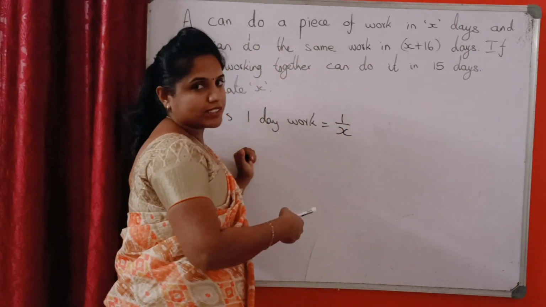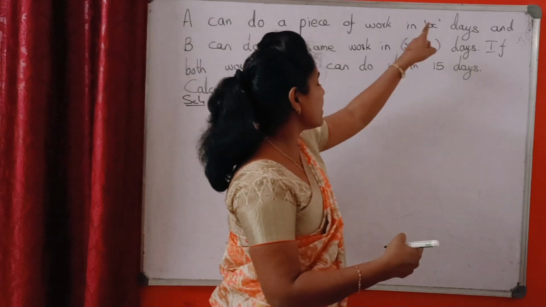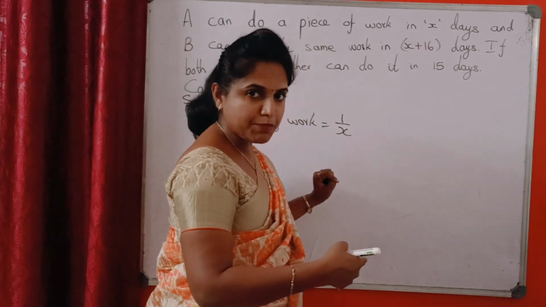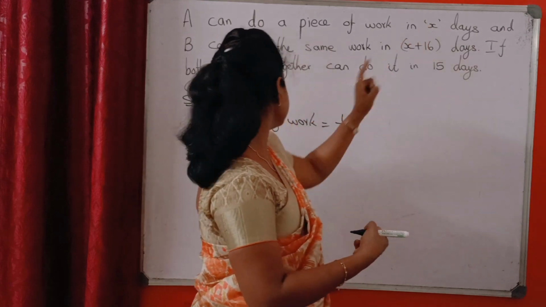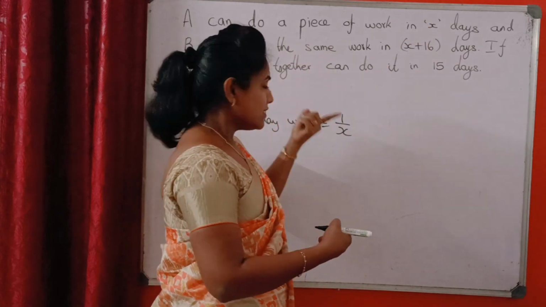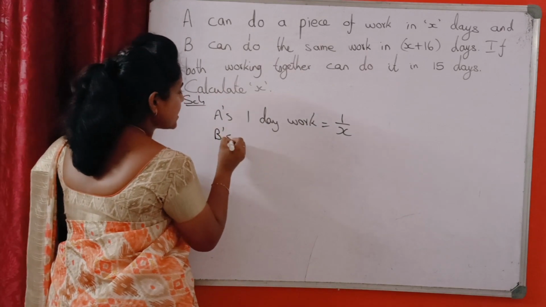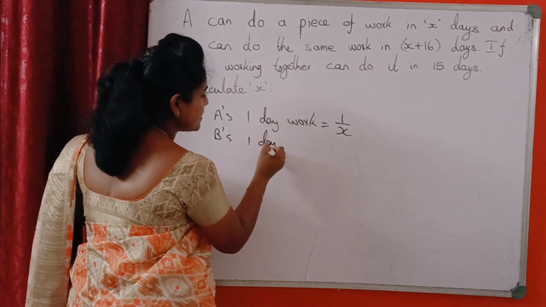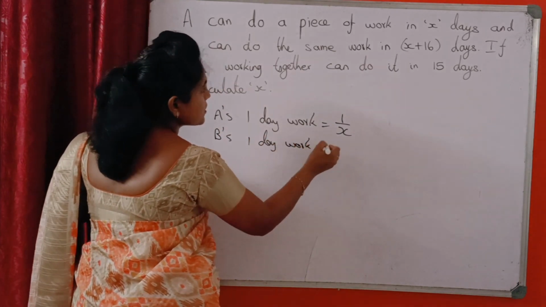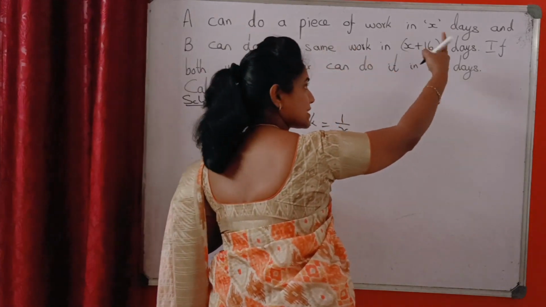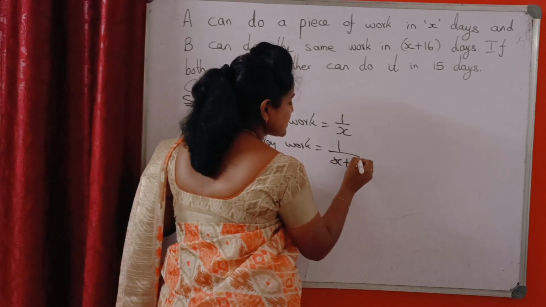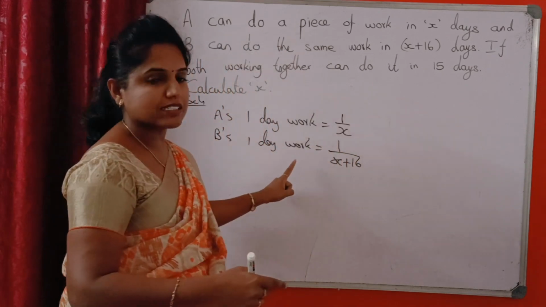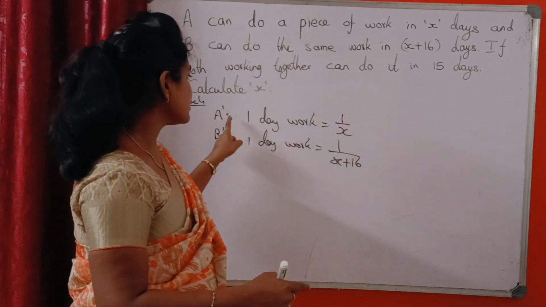This is the concept. That means time and work are inversely proportional. We have to write the reciprocal. Time is X, which means work is 1 by X. Similarly, B's 1 day work. B's time is X plus 16 days. Therefore, work is 1 by X plus 16. So 1 by X plus 16 is B's 1 day work.